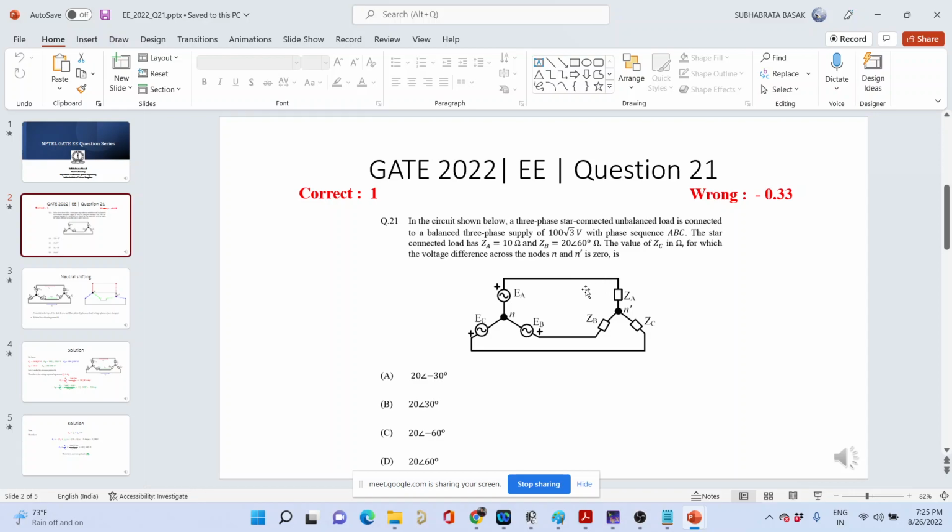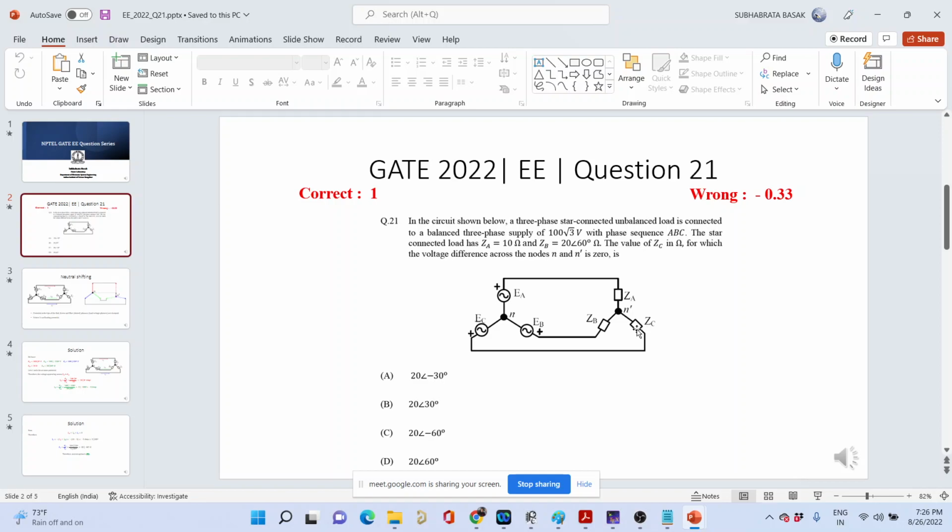Okay, so it is already time. You have already exceeded the time limit that I have given. Let's see what is the problem. So you have understood the question, right? The three phase voltage has been given to you. A line to line voltage has been given to you, that is 10 root 3, and the loads are given, that is 10 ohm, ZB is 20 angle 60, and ZC is asked to find out. So this is a classic example of an unbalanced system. So ZA, ZB and ZC are not the same.